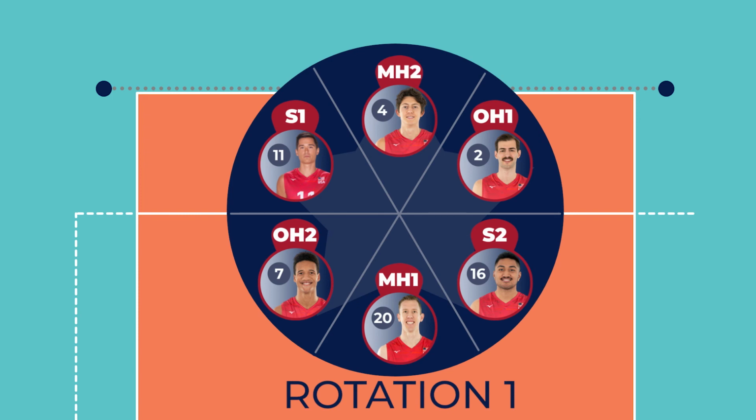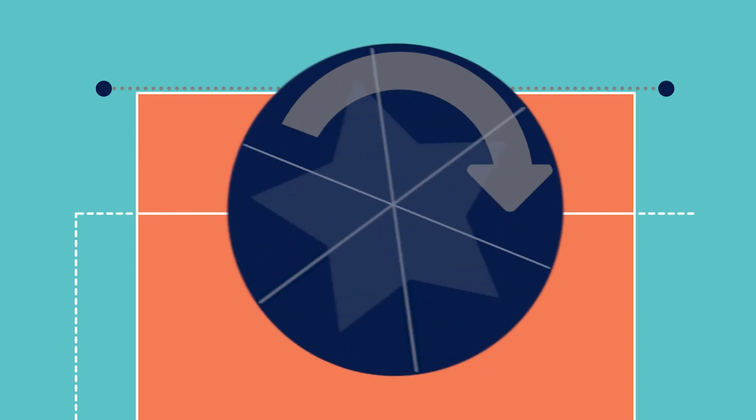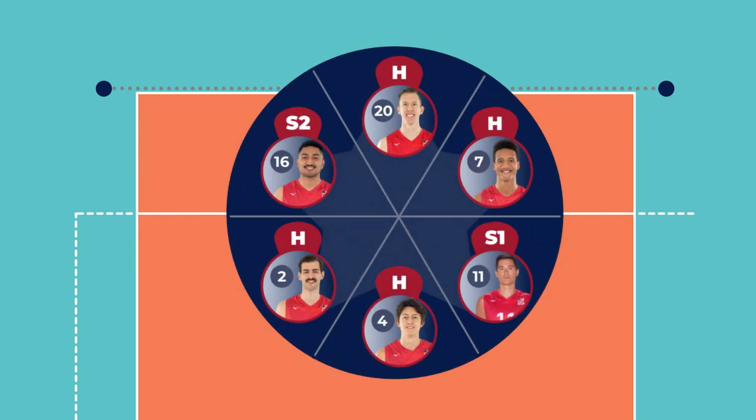You may call this starting position rotation 1. But that doesn't mean you must start your team in that rotation in a game, it just gives you a point of reference. For the start of any game, you can spin the wheel and start your team in whichever rotation gives you the best advantage over your opponent.